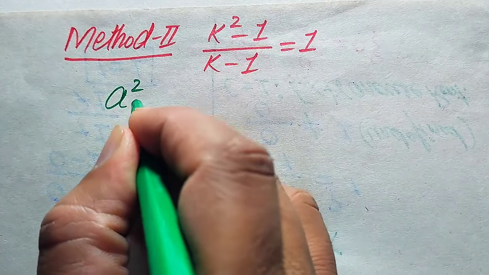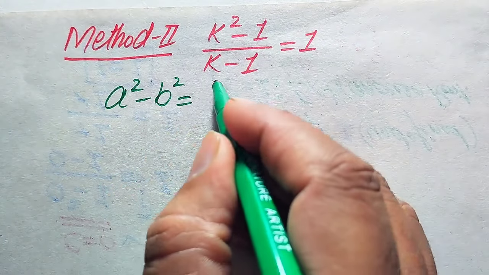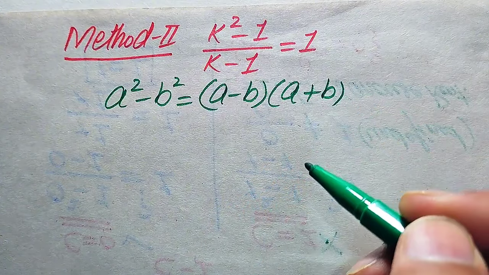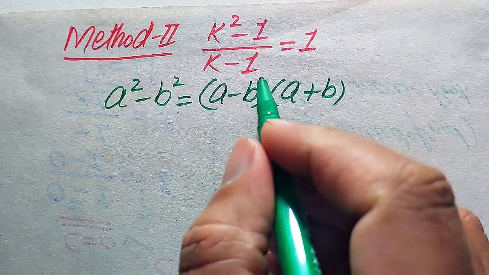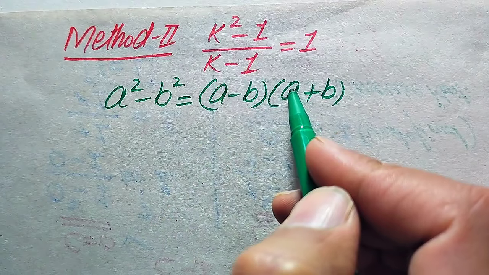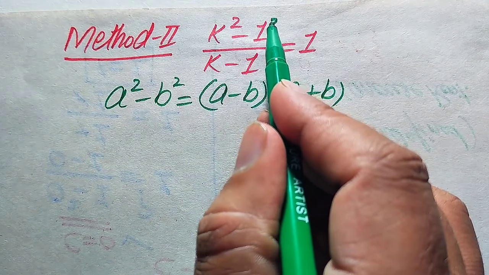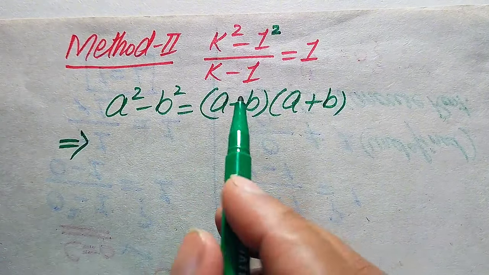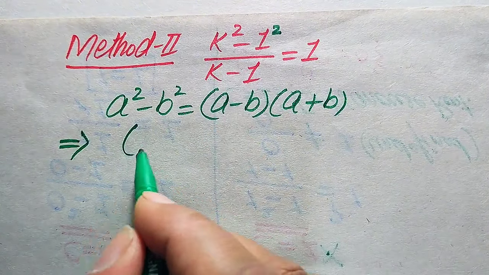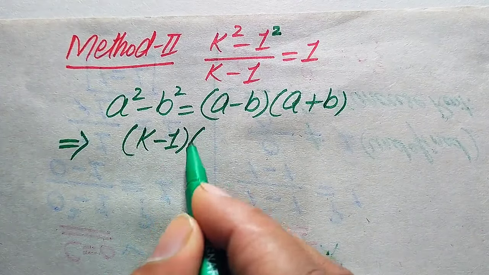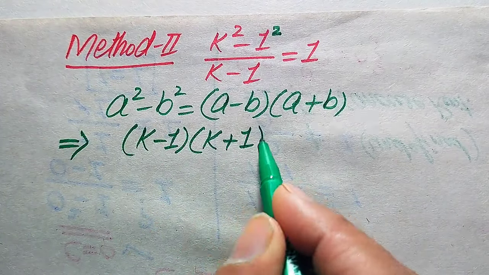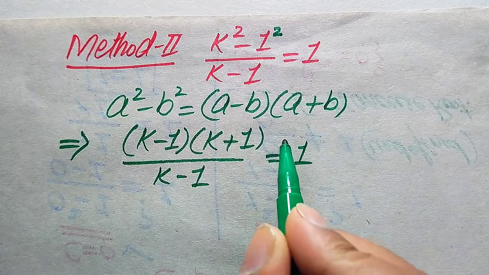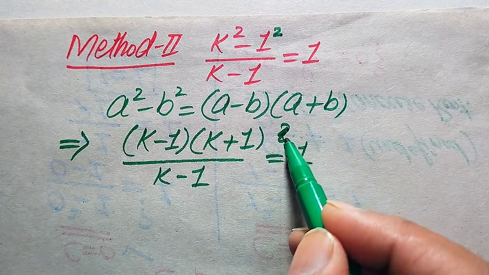And here we use this formula: if we have a square minus b square, it is equal to a minus b times a plus b. According to this algebraic formula, we write this numerator term, k square minus 1, and we write this 1 as 1 square, because 1 square is equal to 1. After applying this formula, it will be written as k minus 1 times k plus 1 divided by k minus 1 equals 1. Sorry, here we need to find the value of k.